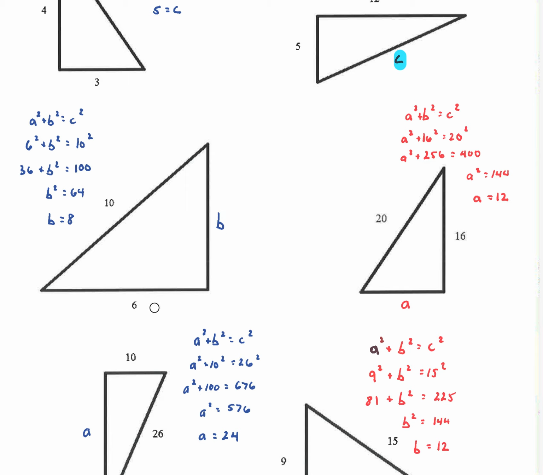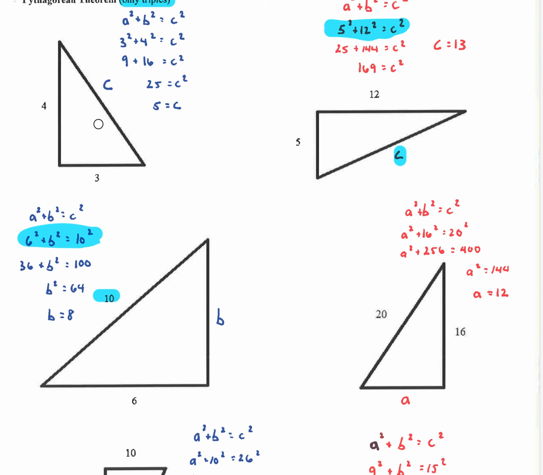Now this one, you don't know the leg. So don't do 6 squared plus 10 squared. You have to do this. You know the hypotenuse. The hypotenuse is 10. So you can say 6 squared plus b squared equals 10 squared. 36, 100, 64, square root. Oh, that's 8. This is just this triangle compared to this triangle. This triangle is just twice as big. This is the 3, 4, 5. This is a 6, 8, 10.